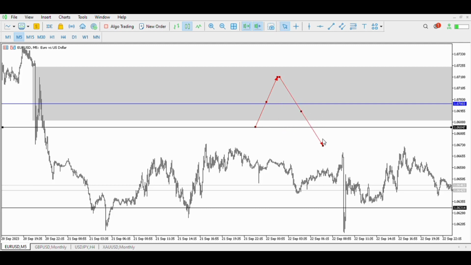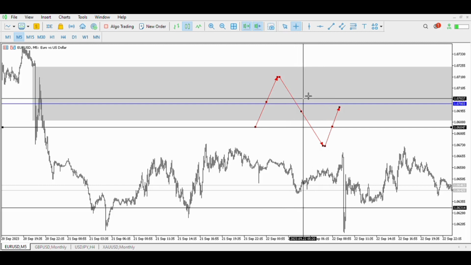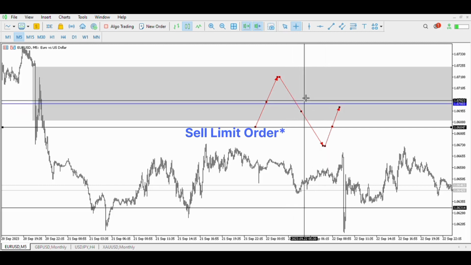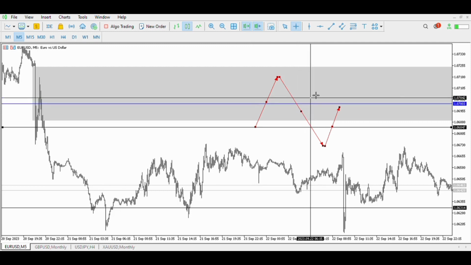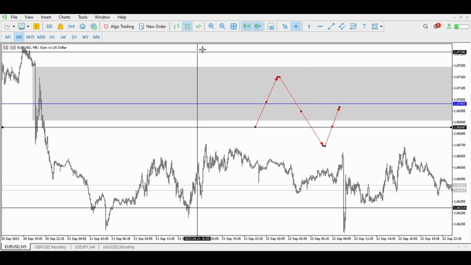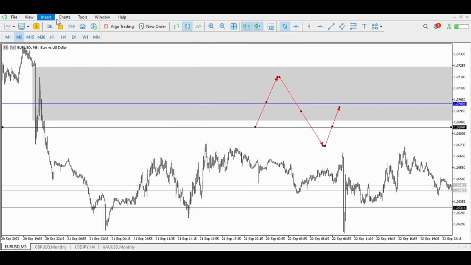Or you can wait for price to probably pull back up. So maybe a potential fair value gap we are going to have somewhere around here. So that might be your sell limit. So it means when price gets to the sell limit, we are likely to expect a continuation to the downside.